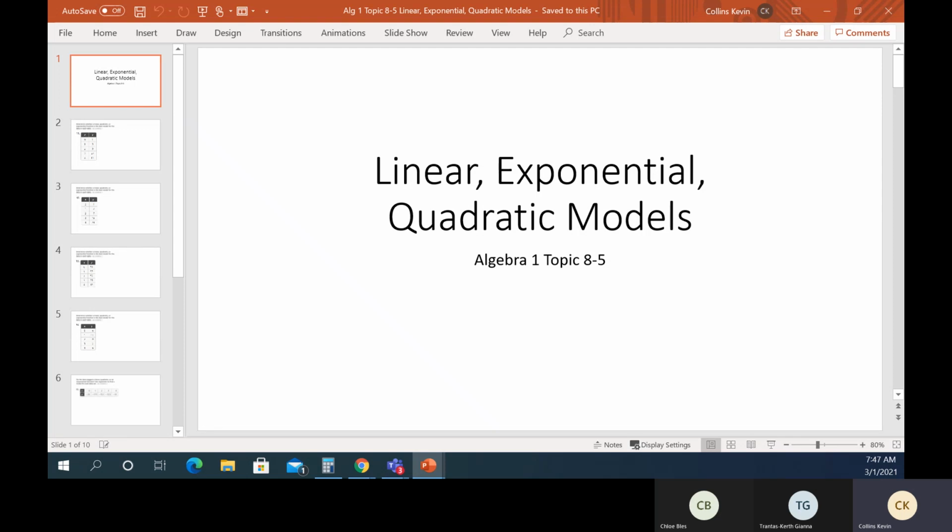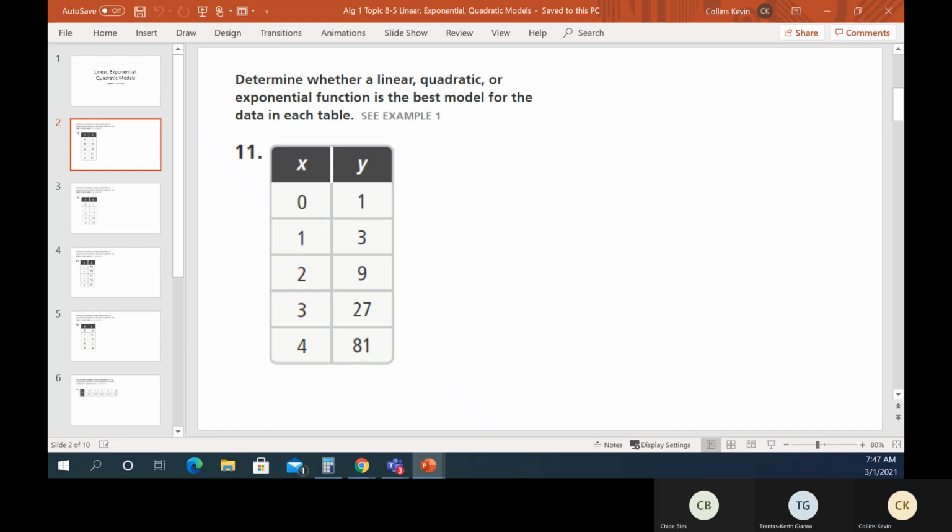So we'll talk about the ways for a second here, and then, like I said, we'll get into this a little more next time. This is just a quick intro before we head out here. All right. So it says, determine whether a linear, quadratic, or exponential function is the best model for the data in each table. All right, here's how we do this.